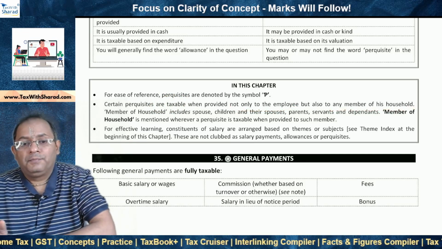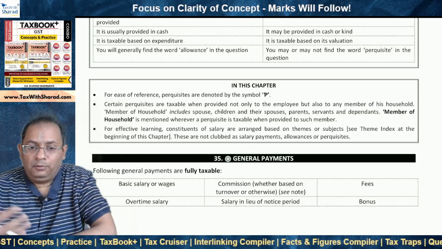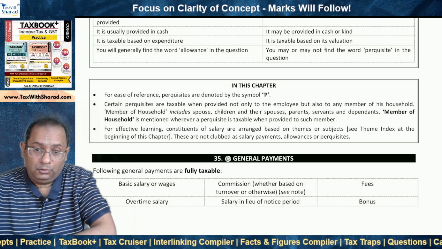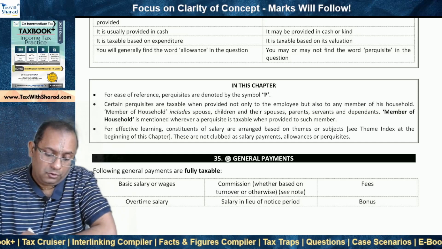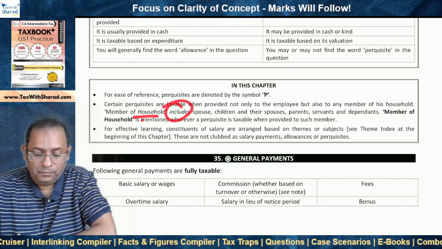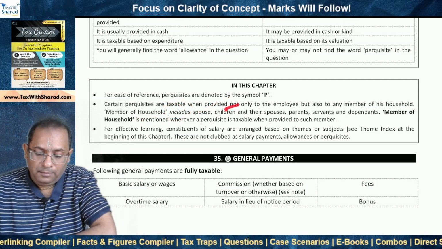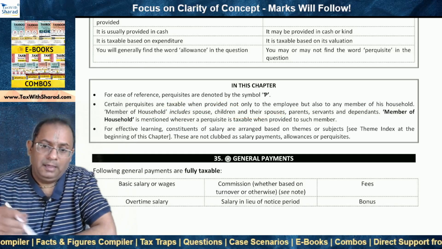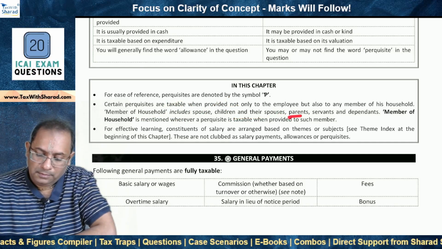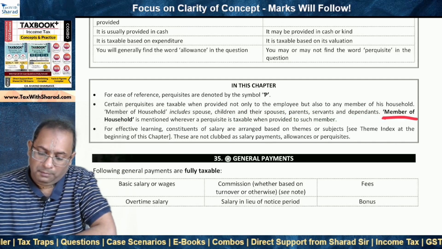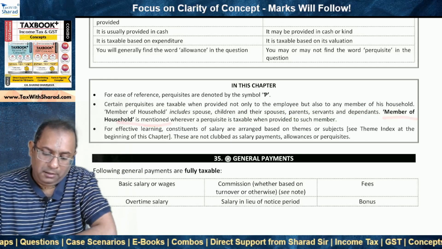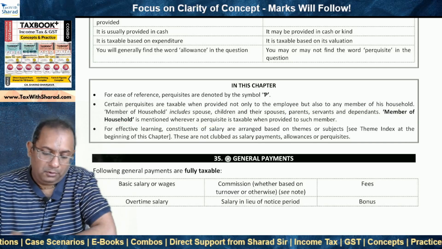So even if the loan is not given directly to the employee but to any member of the household of the employee, even then the perquisite will be taxable in the hands of the employee. So member of the household includes spouse, children and their spouses. Okay, so children and their spouses, parents, servants and dependents. Okay, so member of the household is mentioned in the chapter wherever a perquisite is taxable when provided in such manner.